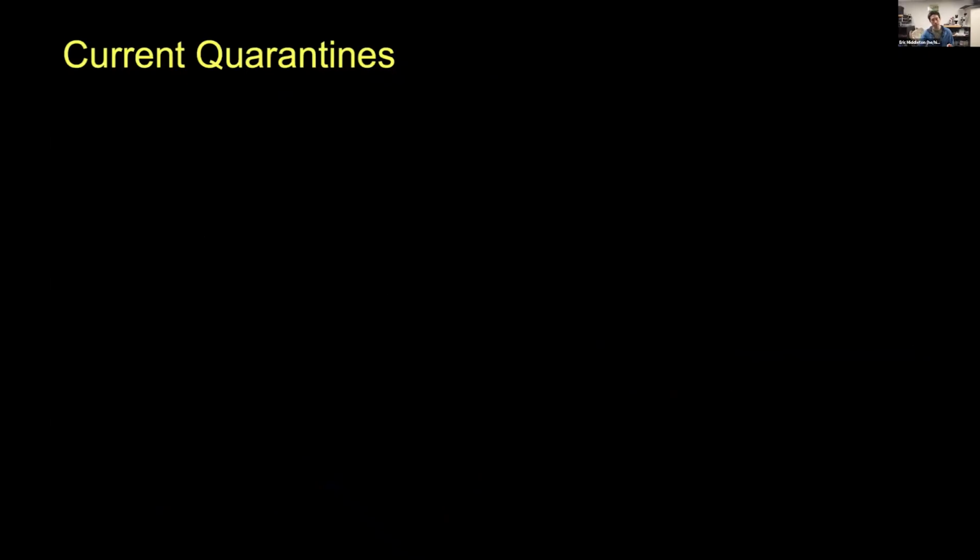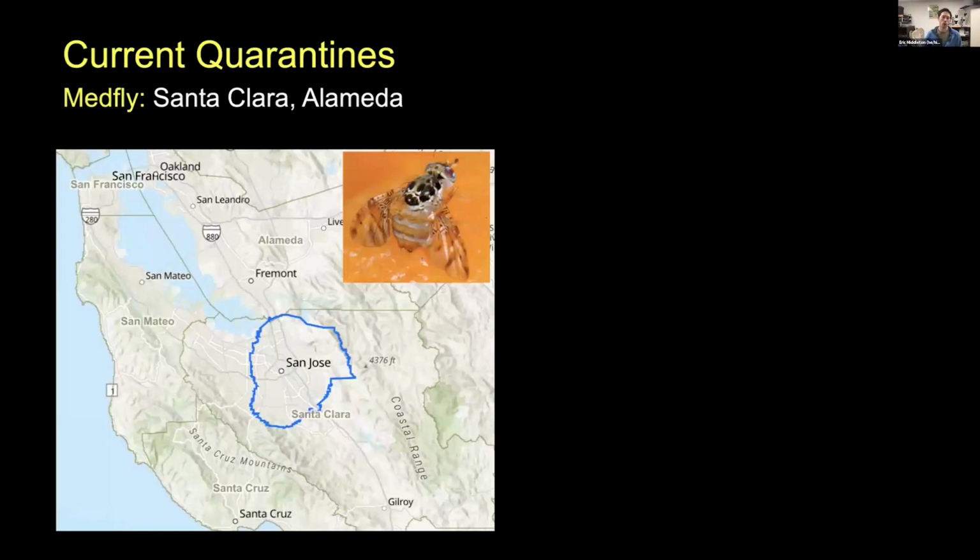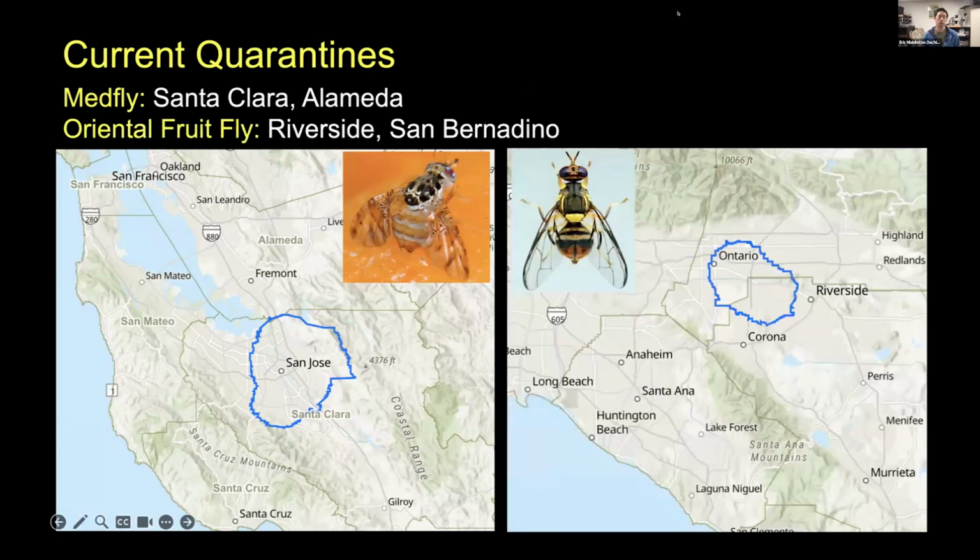There are 2 current quarantines for invasive fruit flies that are happening right now in the state. One is for Mediterranean fruit fly, or medfly. That's in Santa Clara and Alameda counties, basically centered around San Jose, up around the Bay Area. And the other is for Oriental fruit fly, which is in Riverside and San Bernardino counties, more down south, closer to where I am based.